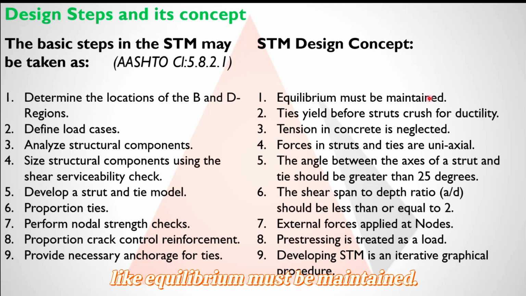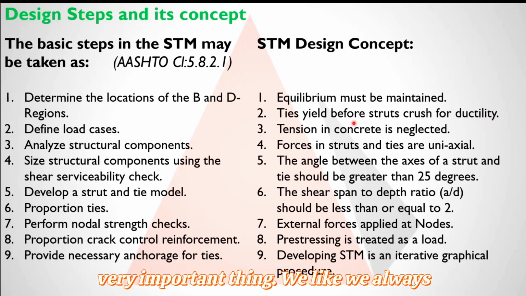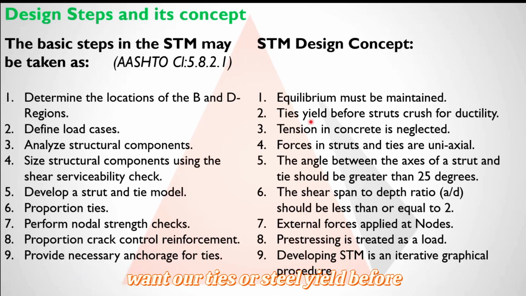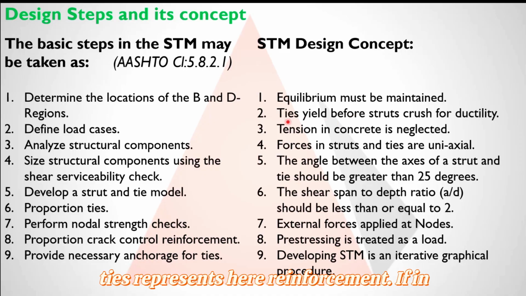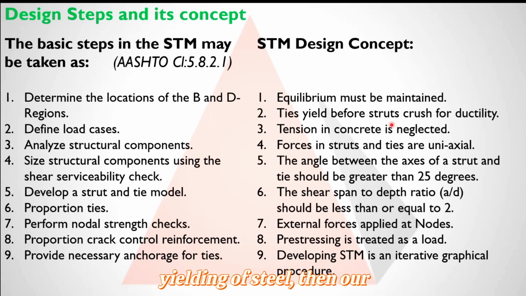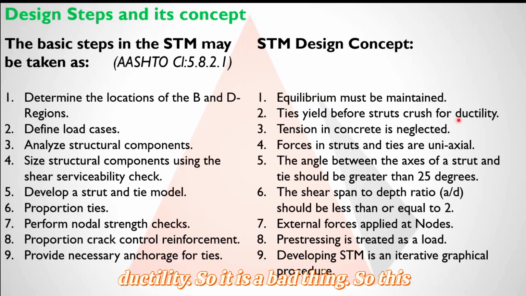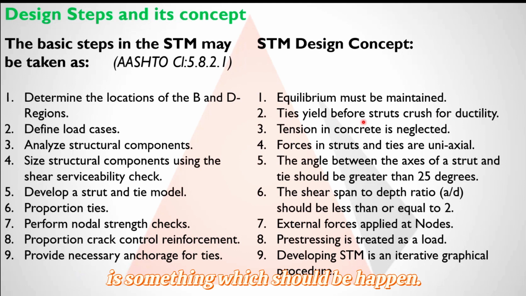These are the design concepts which we have to keep in mind while doing all these steps. Equilibrium must be maintained. Second, ties yield before struts crush, for ductility. This is also a very important thing. We always want our ties, or steel, to yield before the struts. Struts represent concrete here, ties represent reinforcement. If our concrete crushes first before yielding of the steel, then our structure is not good. It is not optimized, and we will not have ductility. So it is a bad thing, and this is something which should not happen.